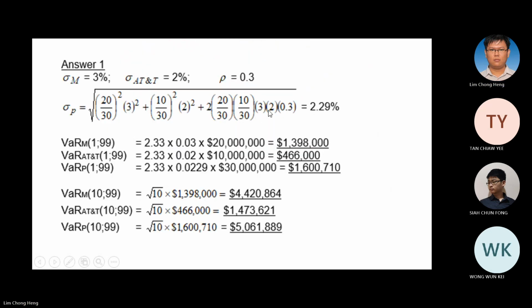Okay. Then you get the answer, 2.99%. Then after this, you substitute 1 day 99%. 2.99% times your portfolio, then you get this answer, 0.6 million.